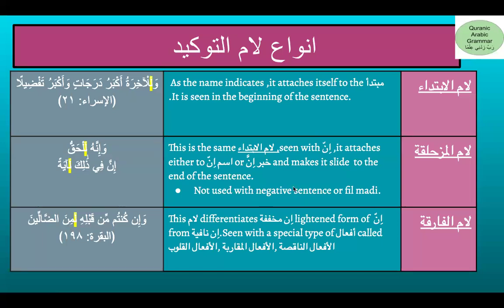An important feature is that this type of lam is seen with special types of af'al, which can include al-af'alun naqisa like kana wa akhwatuha, af'alul muqaraba like kada wa akhwatuha, or af'alul qulub, which include alima wa akhwatuha. So this is all about a few types of lams that we are going to see and come across in Quran. I hope you find this session beneficial.